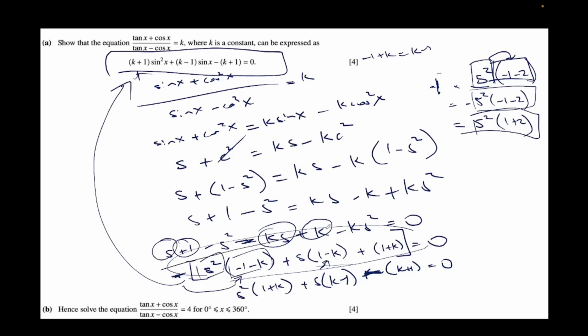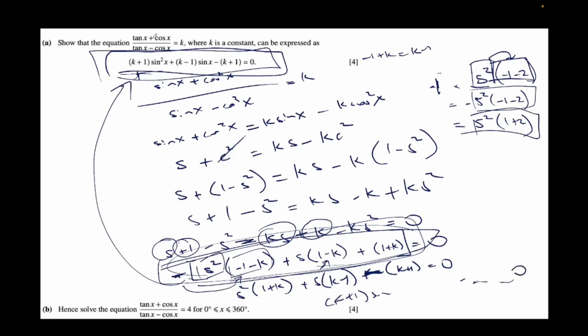What I recommend over here is once you get to this stage, you can already prove how it becomes this. Just copy that final line down. K plus 1 sine squared. You prove it became that, because you've already got the correct working over here to prove how you arrived at that proof. So you just copy that down, and that's your proof over there.